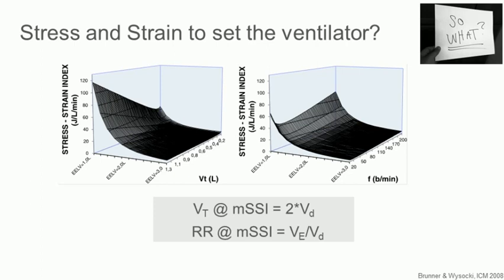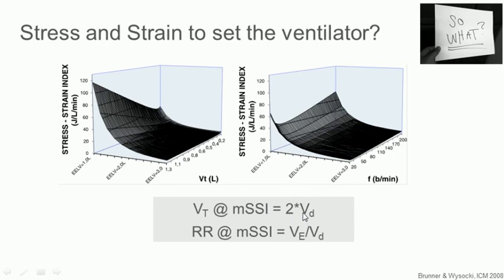And first, we were able to find that, of course, if the lung volume is reduced, here is the end expiratory lung volume, the stress and the strain induced by mechanical ventilation for a given tidal volume and a given rate is much higher. But we were also able to identify a tidal volume which minimized, in all the cases, the stress and the strain, which was basically 2 times the physiological dead space.